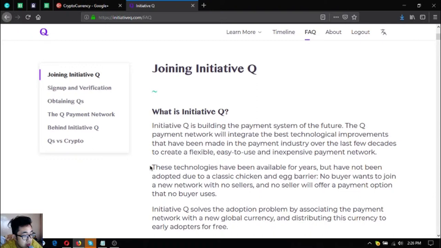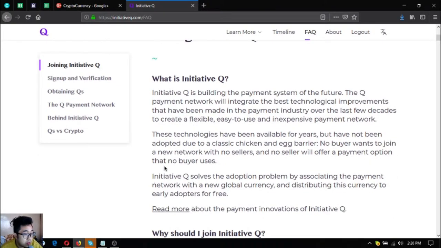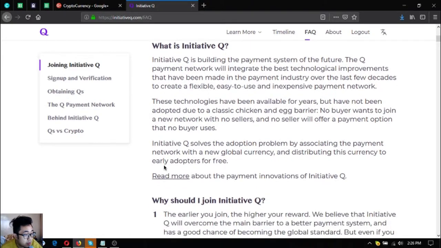These technologies have been available for years, but have not been adopted due to a classic chicken and egg barrier. No buyer wants to join a new network with no sellers. No seller will offer a payment option that no buyer uses. Initiative Q solves the adoption problem by associating the payment network with a new global currency and distributing this currency to early adopters for free.